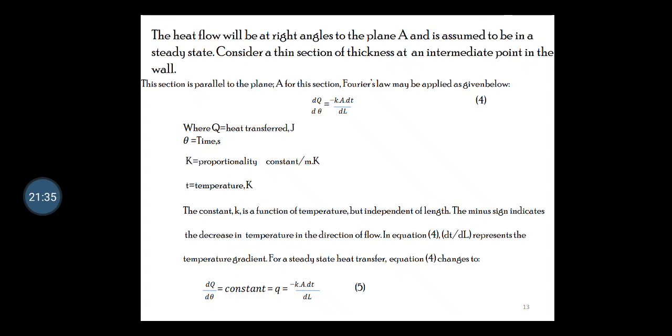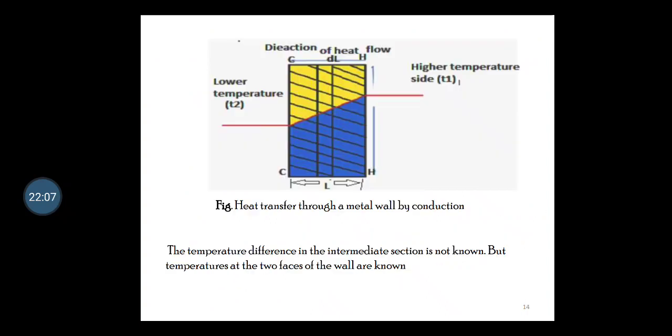You should focus on this dt by dl, because many times it confuses students where the dt and dl are taken from and what it actually signifies. So dt by dl signifies the temperature gradient, and for a steady state heat transfer, equation 4 changes to dq upon d theta as it is constant. So q is equal to minus kA into dt by dl, which would be your equation 5.